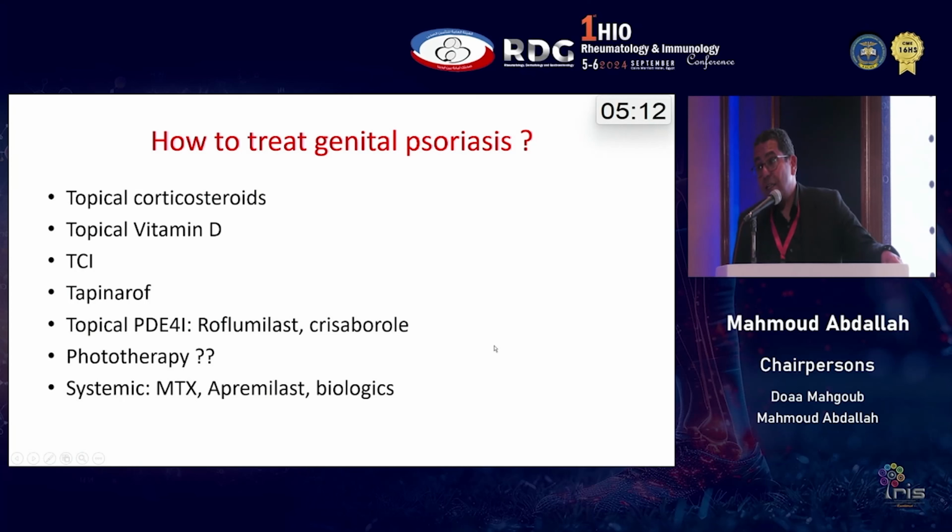topical vitamin D, which is again not always tolerated in this area, topical calcineurin inhibitors, or tapinarof and roflumilast, which are both FDA approved and have positive data in treatment of genital psoriasis. Crisaborole could be also used off-label in these sites, and there are some published case series about that.